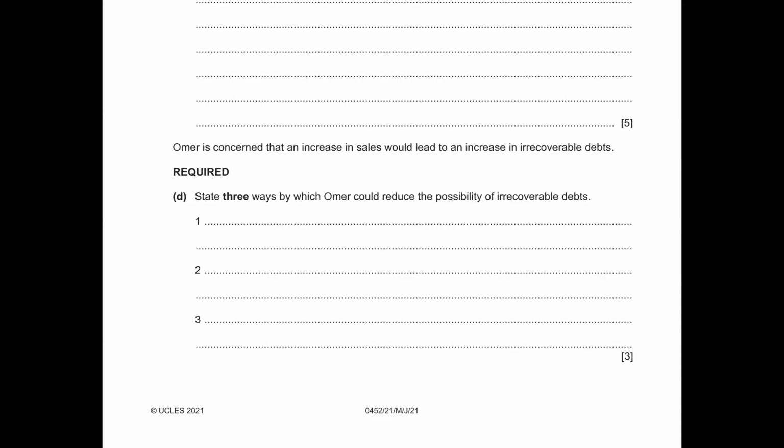Now, the second last question is asking us to state the 3 ways by which OMA could reduce the possibility of irrecoverable debt, the bad debts. How can you reduce the bad debts? Number 1, you can establish a credit limit for each customer so that the bad debt, the irrecoverable debt, is reduced.